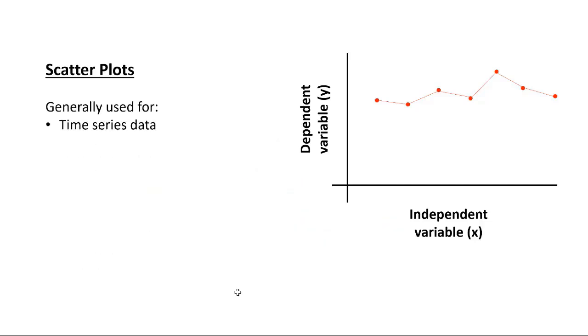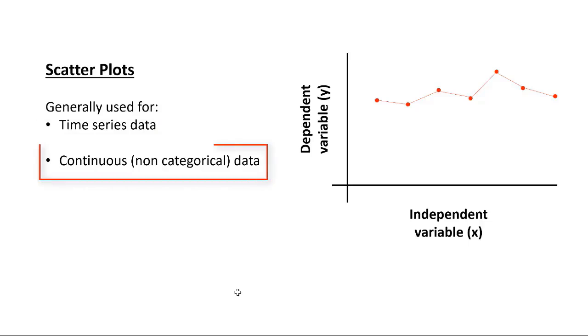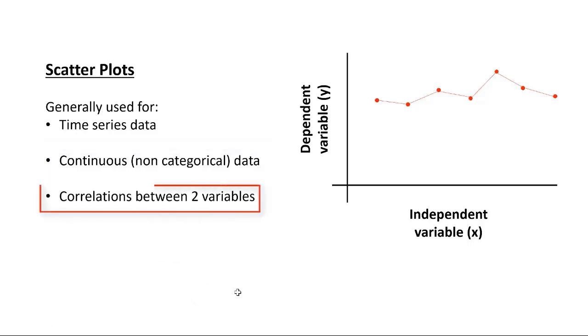Scatter plots are generally used for time series data, so a lot of times the independent variable is time. We use this for continuous, non-categorical data. You wouldn't want to use this for situations in which the independent variable is categorical data. Scatter plots show correlations between two variables.